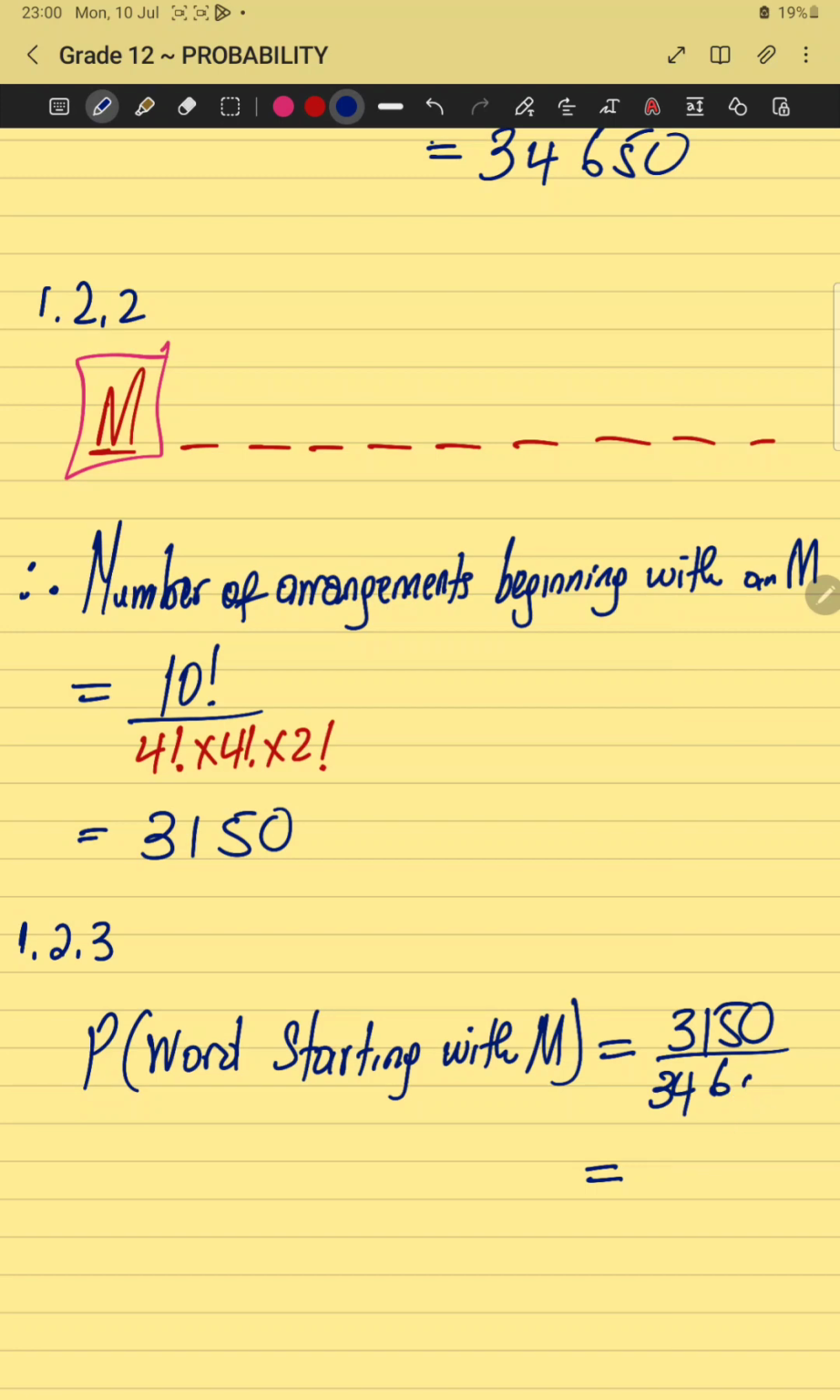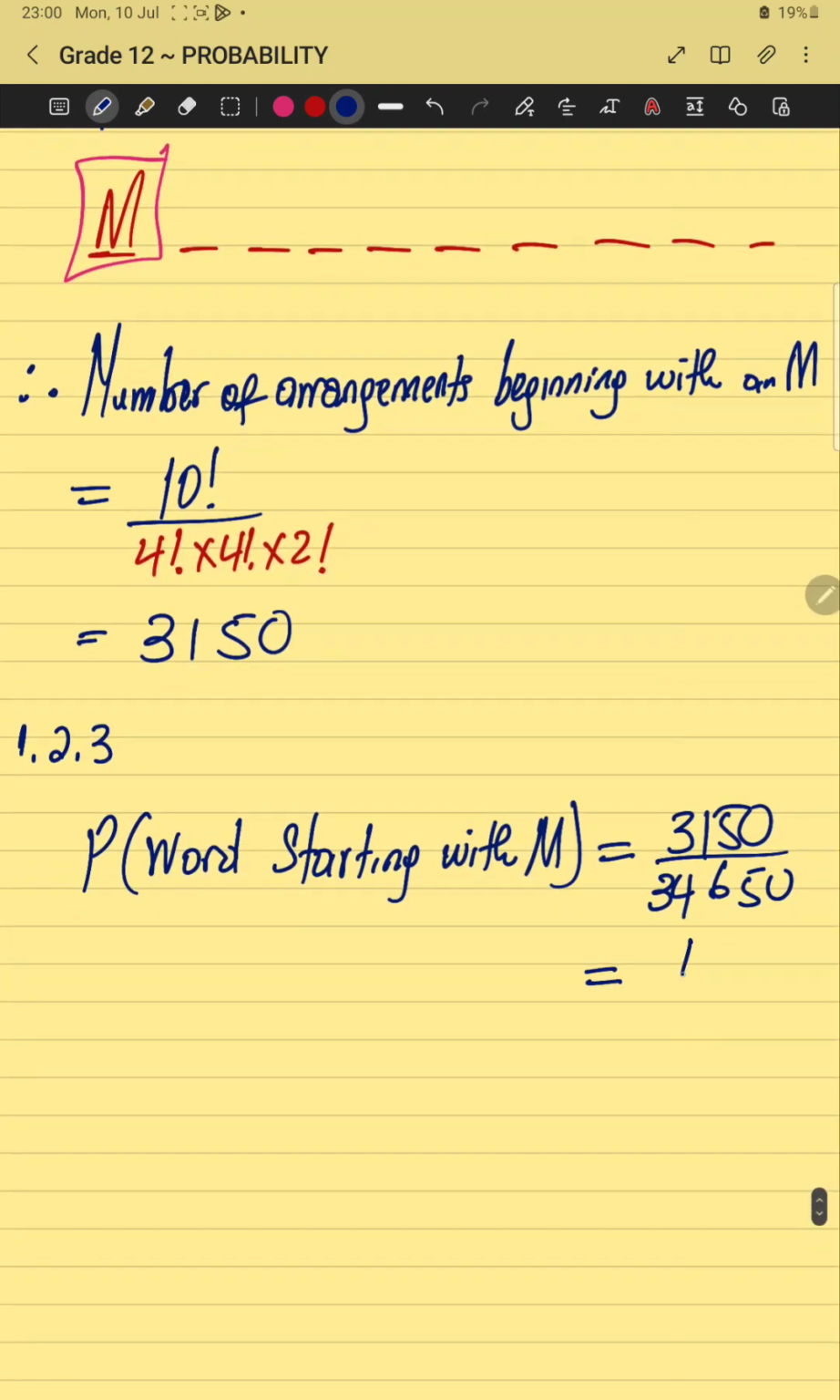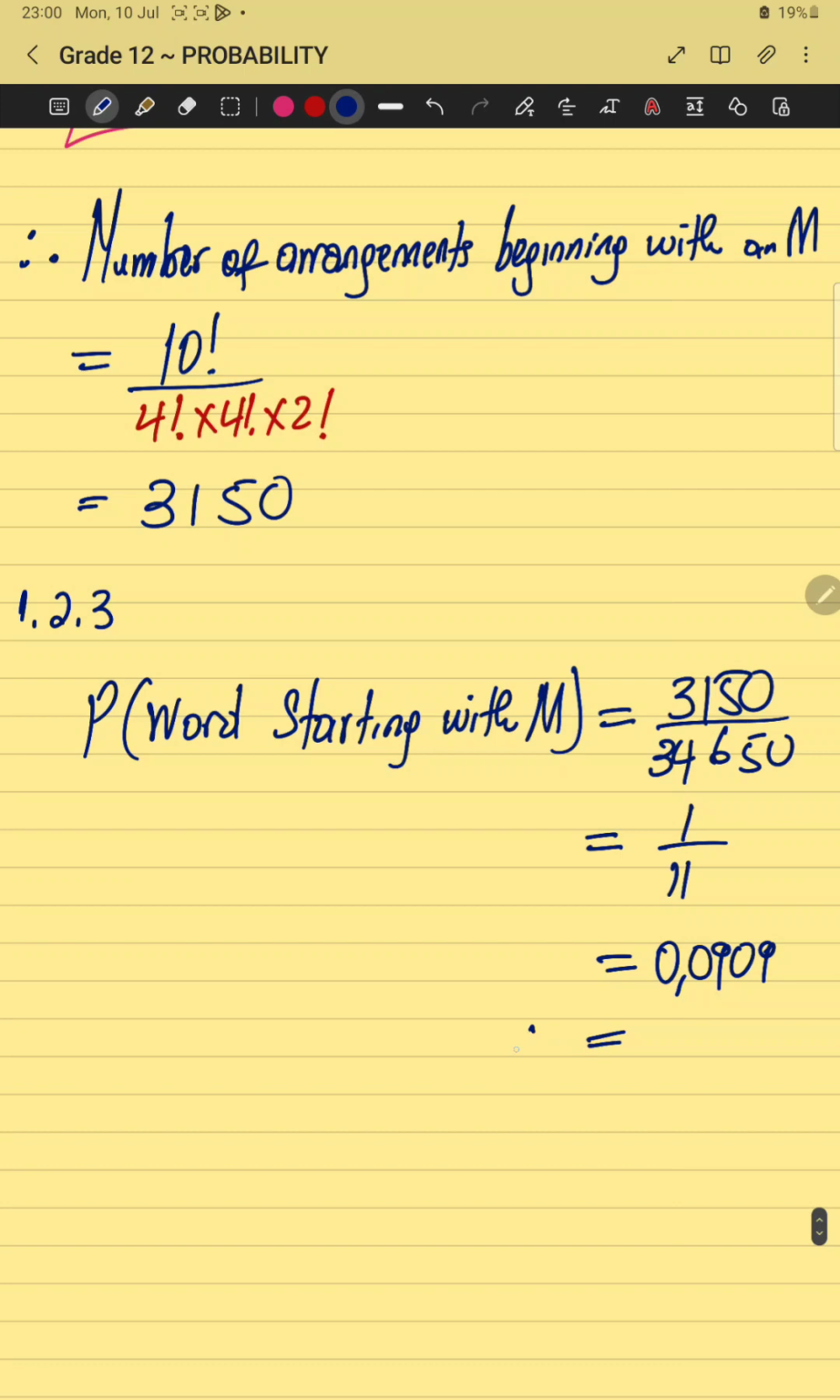And the probability is going to be 1/11, which is 0.0909, meaning that it is 9.09% of selecting or of starting with the letter M.